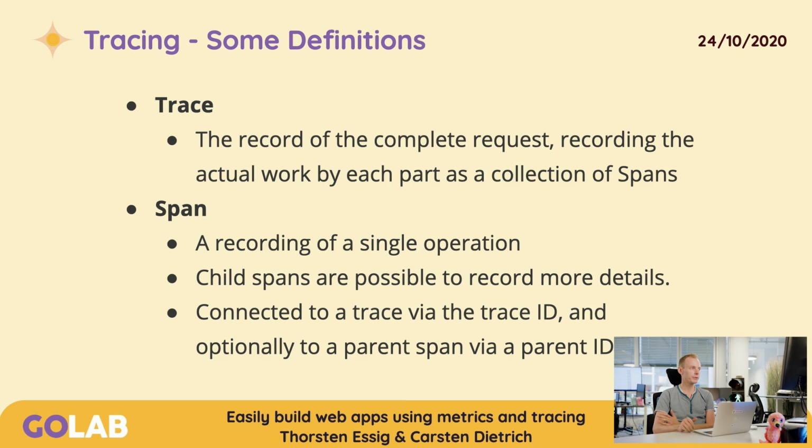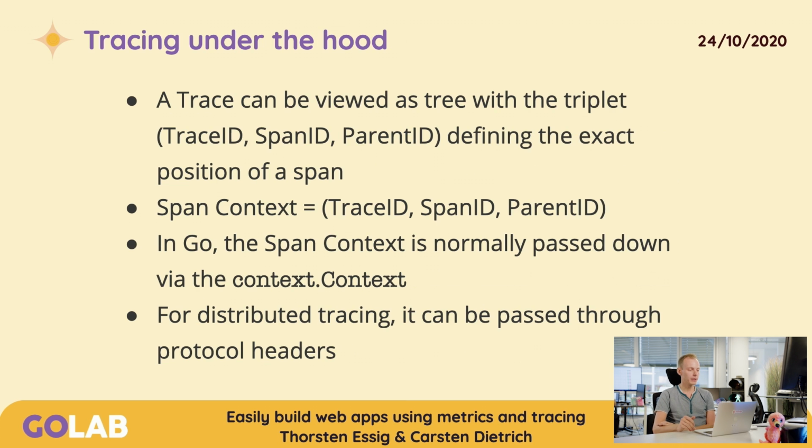Let's have a look at common wording here. A trace is what we call a complete record of the request. It consists of several spans, and a span represents a single operation at whatever detail level you want. A span itself can contain subspans to go into more detail. And all are connected via the trace ID. So the whole data we collect here is building a tree, and the triplet trace ID, span ID, parent ID defines the exact position of a span in that tree.